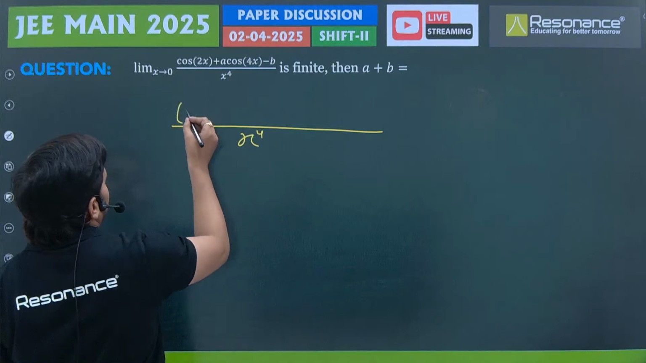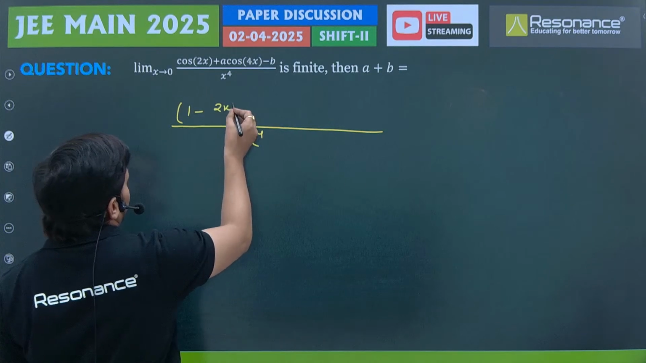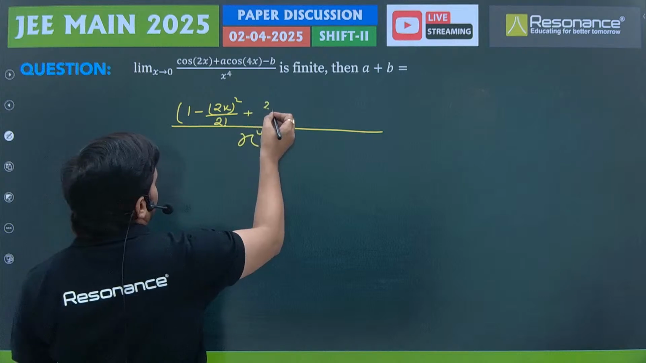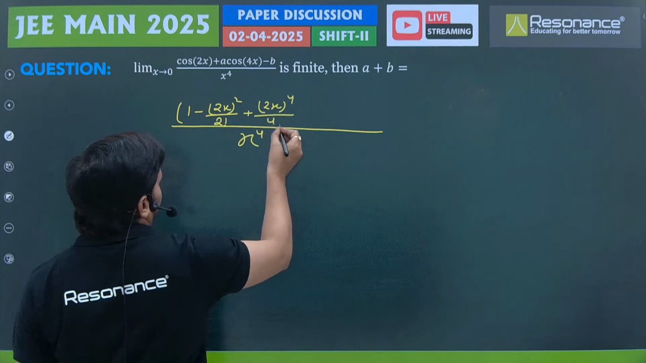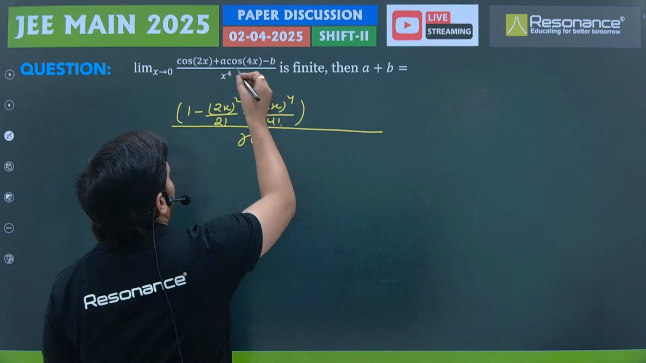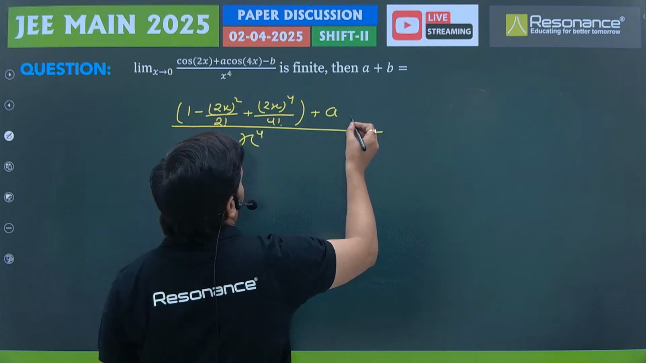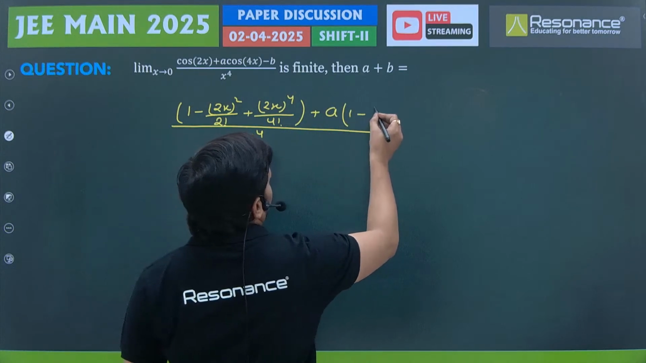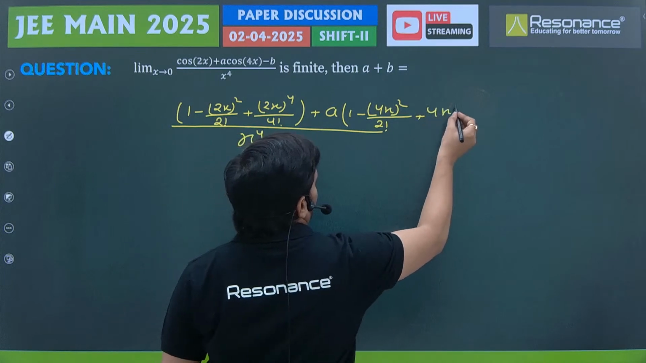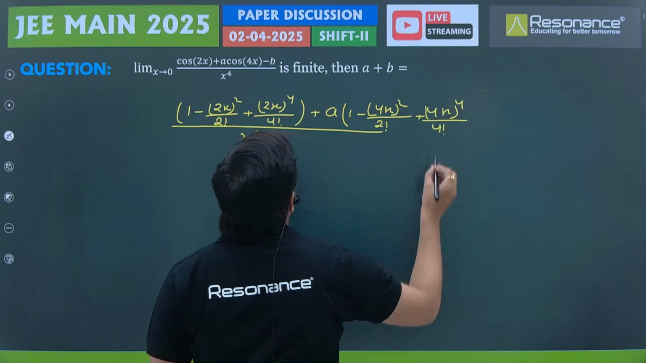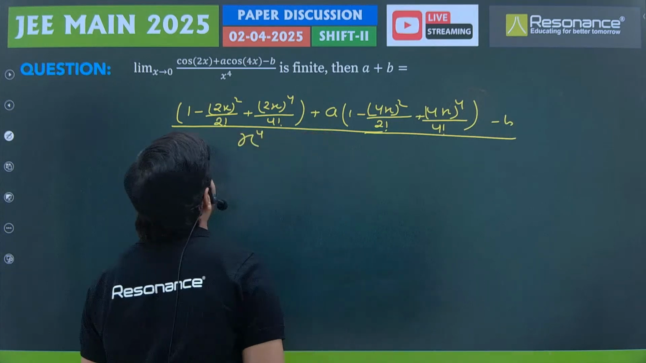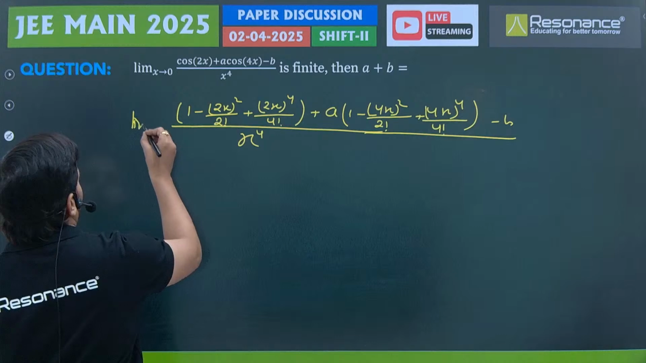Cos 2x, cos x expansion 1 minus x square, it means 2x square by 2 factorial plus 2x power 4 by 4 factorial. Now we will not write any further term because I need only till x power 4. Then next a cos 4x, 1 minus 4x square by 2 factorial plus 4x power 4 by 4 factorial. Again I wrote till x power 4, minus b. Limit of x tending to 0.